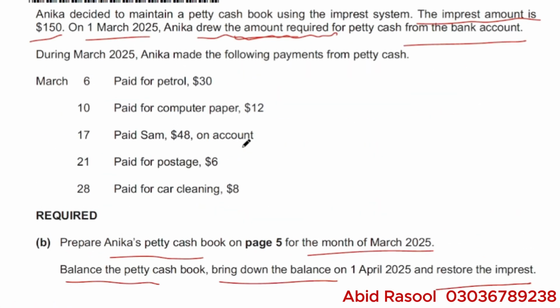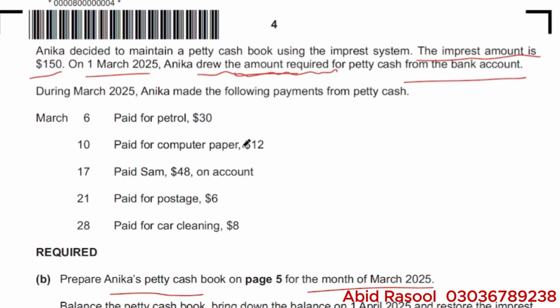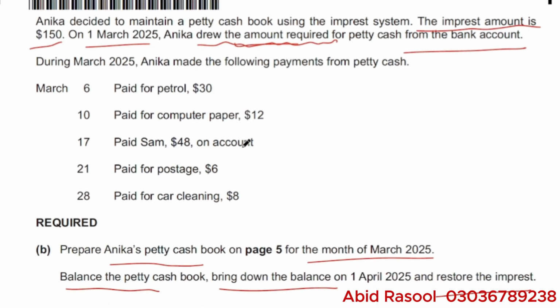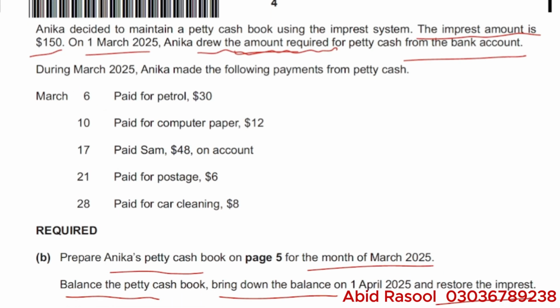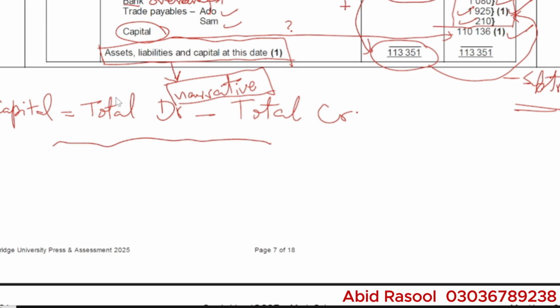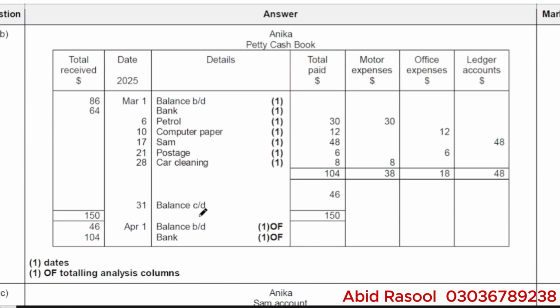Almost more than 50% of the marks in this question are of the petty cash book. Now we see how we will start the petty cash book and how we will enter all these payments into it. Here is our solution of the petty cash book. We see the things one by one. First of all, we start with the balance b/d. This is 86. We write it as balance b/d. It was given in part A.